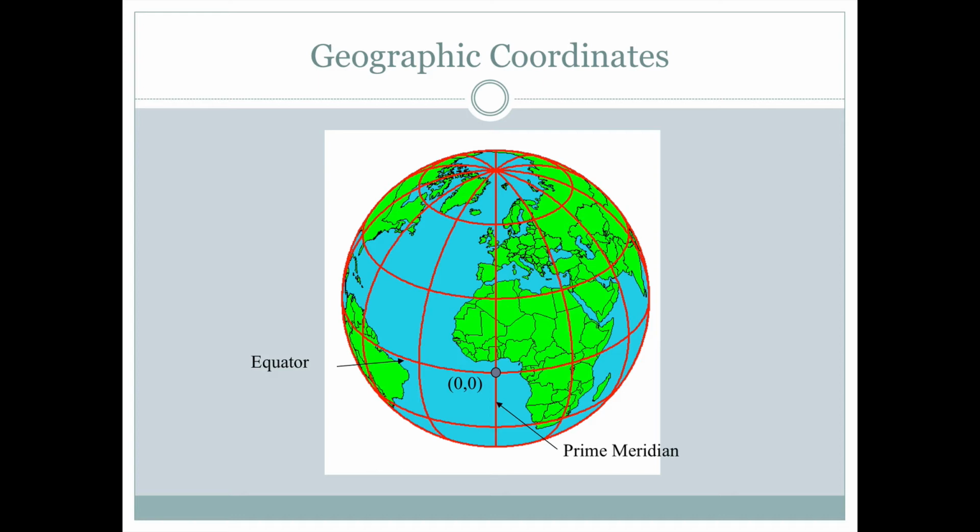Latitude increases in a positive manner towards the North Pole and goes negative south of the equator as we go towards the South Pole. Lines of longitude are positive to the east of the prime meridian, and negative to the west of the prime meridian.